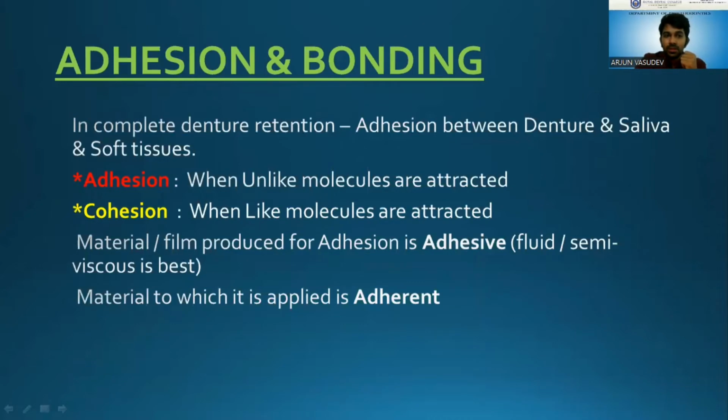Now, important part, the adhesion and bonding. In complete denture retention, adhesion between the denture and saliva and soft tissues is important. Adhesion is when unlike molecules are attracted. The attraction of like molecules is known as cohesion. The material or film produced for adhesion is the adhesive. It can be fluid or semi-viscous, which is best. The material to which it is applied is known as the adherent.